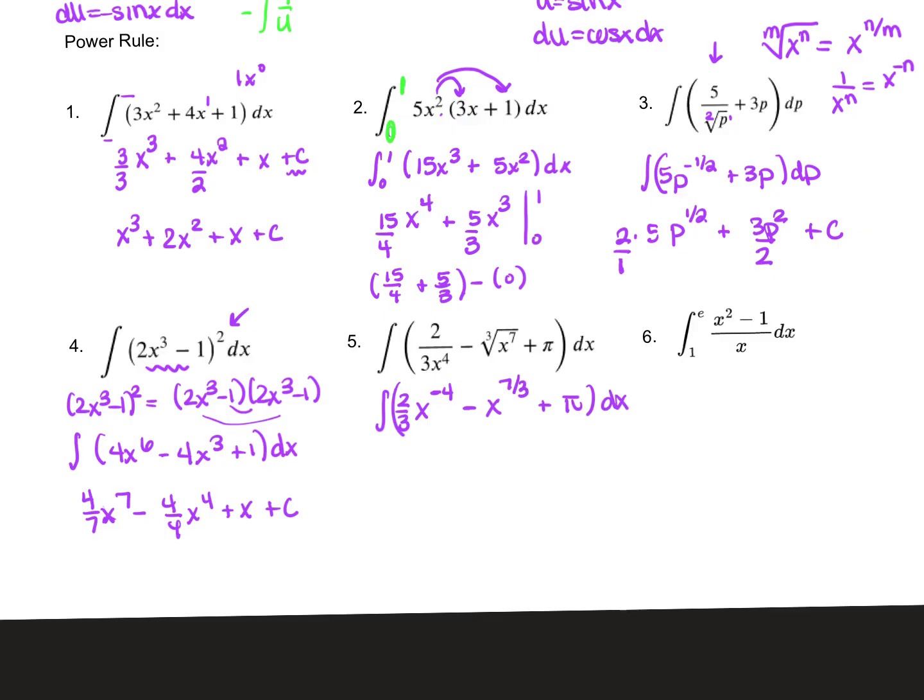So if we integrate that, we go up by 1. So this could be x to the negative 3rd. So out in front, we're going to have negative 2/9. So x to the 10/3, and out in front, you need the reciprocal, which would be 3/10.